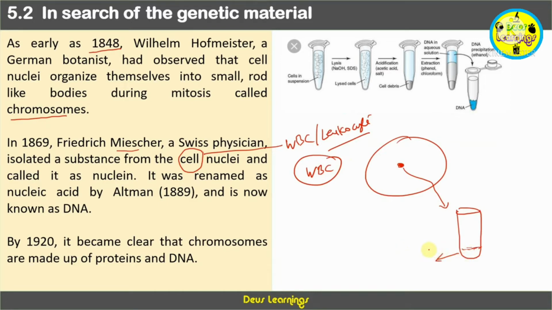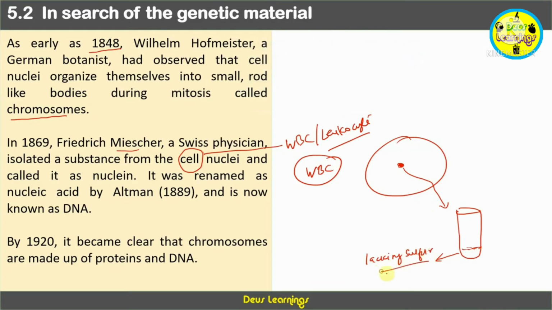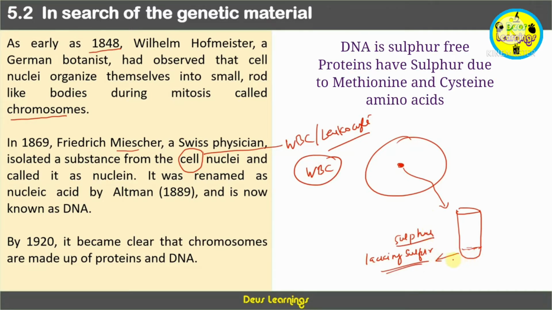He found that the content of the nucleus of the WBC was lacking sulfur. It was not having sulfur, so this particular component was sulfur free. If you go back and try to understand this sulfur-free component in our nucleus, think about that. We'll talk about it again later.